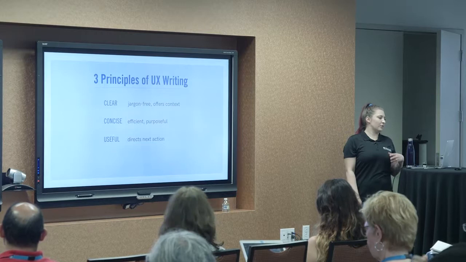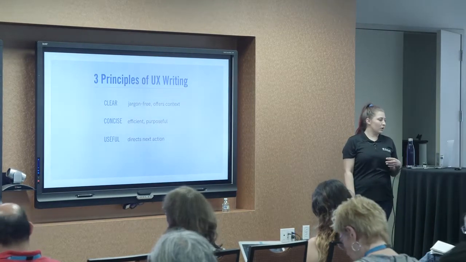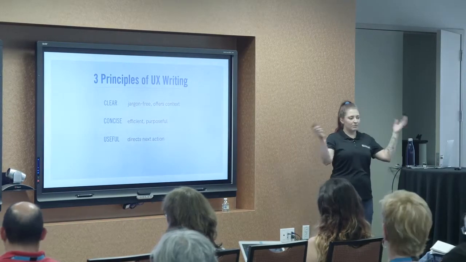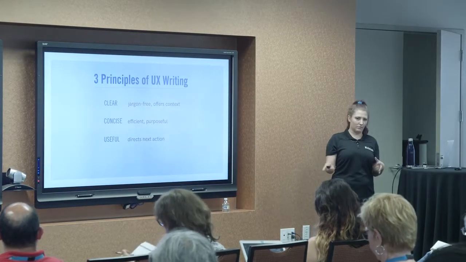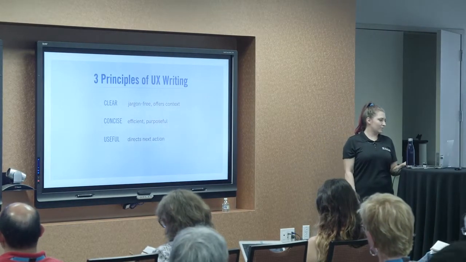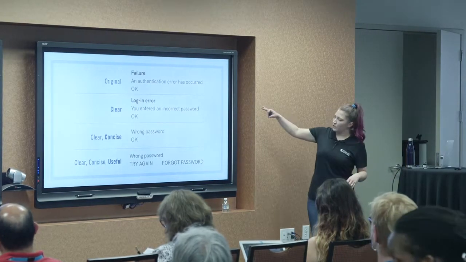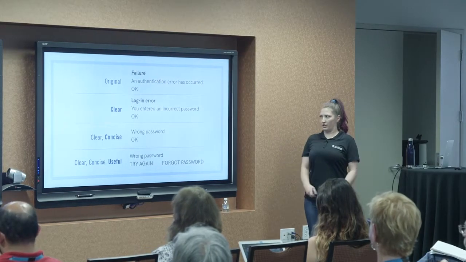And then always ask yourself, is the information relevant right now? So you only provide what the user needs to know at that time. That extra information that could be useful later, maybe save that for later. So to see an example of this, okay, here's our first one. You've got failure. An authentication error has occurred.